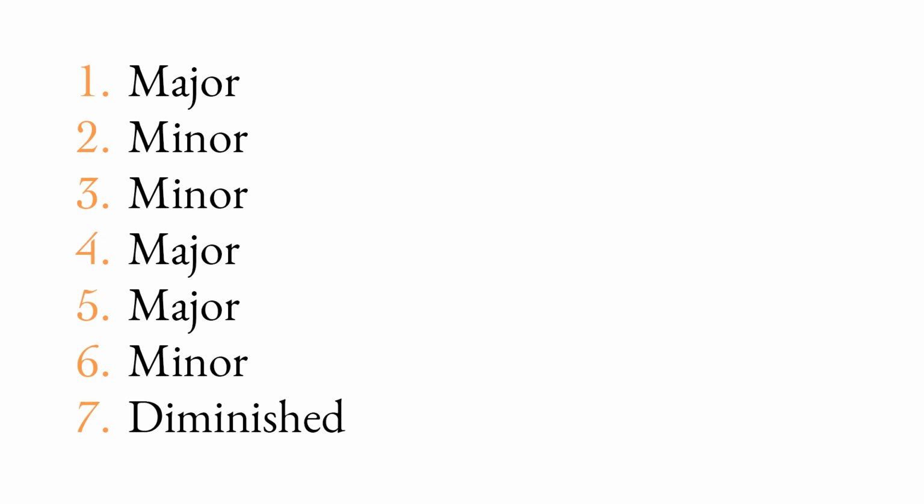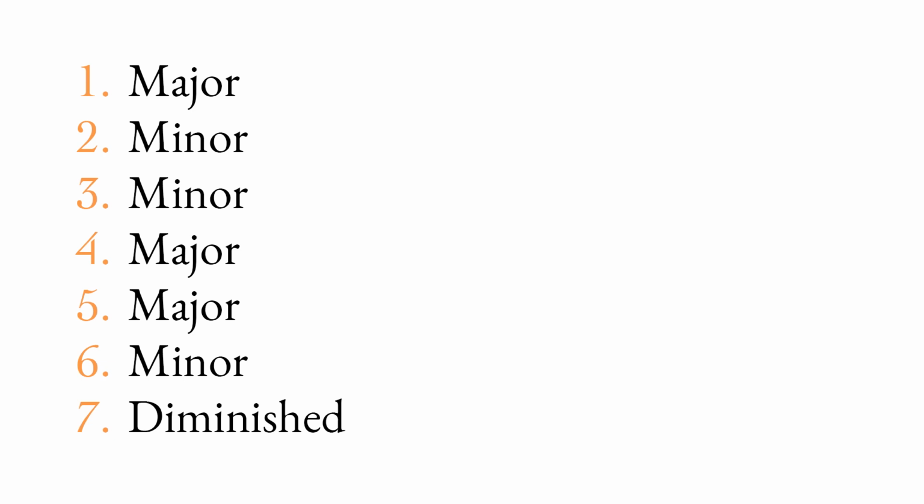But we ended up with this order of chords. So the first chord was major, the second chord was minor, the third chord was minor, the fourth chord was major, the fifth chord was major, the sixth chord was minor, and the seventh chord was diminished. So each note in the scale was represented by either a major chord, a minor chord, or a diminished chord. And that's the main thing that you want to grasp from this video, the order of major, minor, and diminished chords in a key.